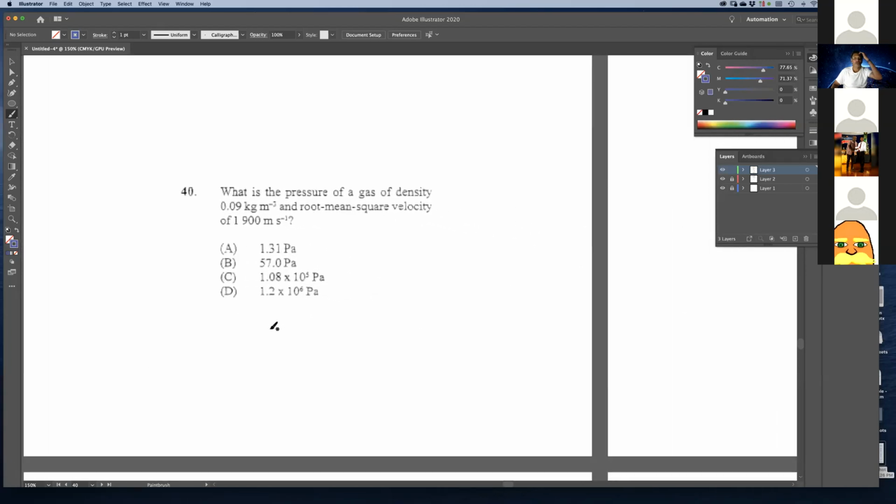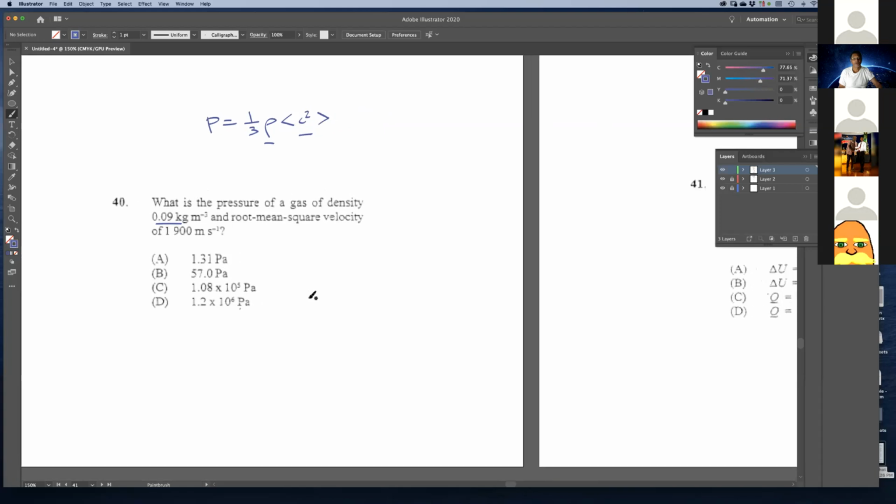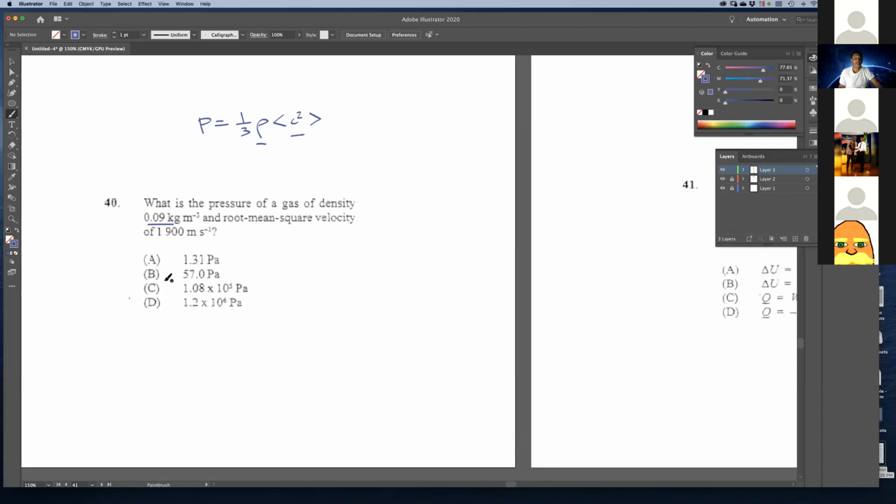What is the pressure of a gas of density that and root mean squared? The equation we're supposed to know is P is equal to 1/3 rho. So all you have to do is put in numbers here. You have density, you have RMS, and you can find P. What's the answer for this? Anybody knows the answer for this? Number 40. C.